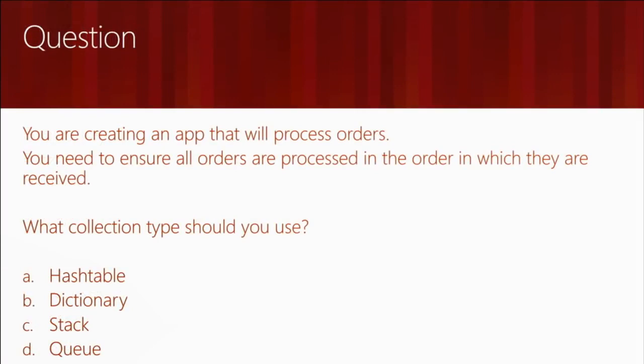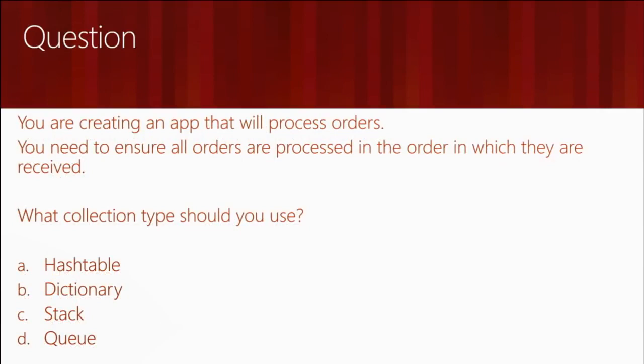Here's a good question. You're creating an app that processes orders, and you want to ensure all the orders are processed in the correct order, in the order they came in. What type? Who thinks a hash table? Who thinks a dictionary? Stack? Queue? Yeah, that was pretty easy, huh?